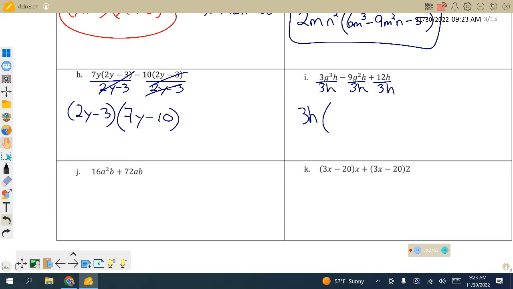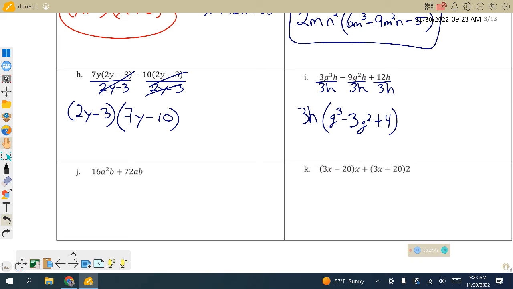What do we have? 3 divided by 3 is 1. G cubed is still there. H's are gone. Negative 9 divided by 3 is negative 3. G is still there. H's are gone. 12 divided by 3 is 4. H's are gone. There we go. Okay.